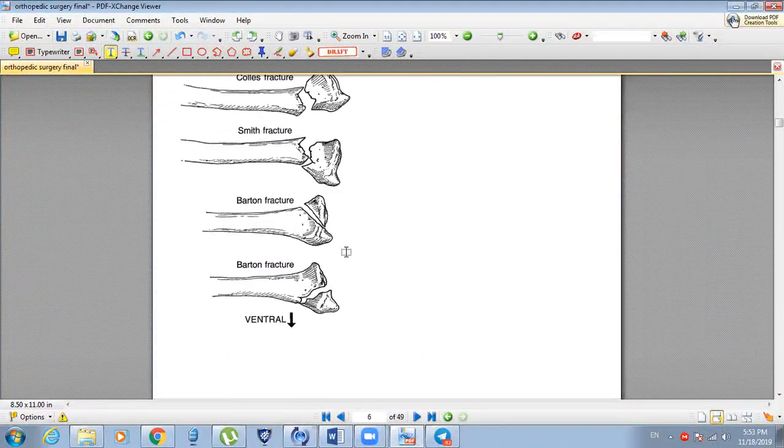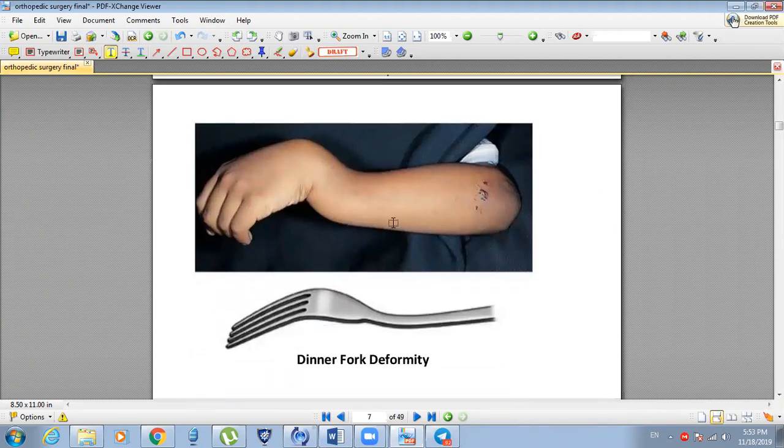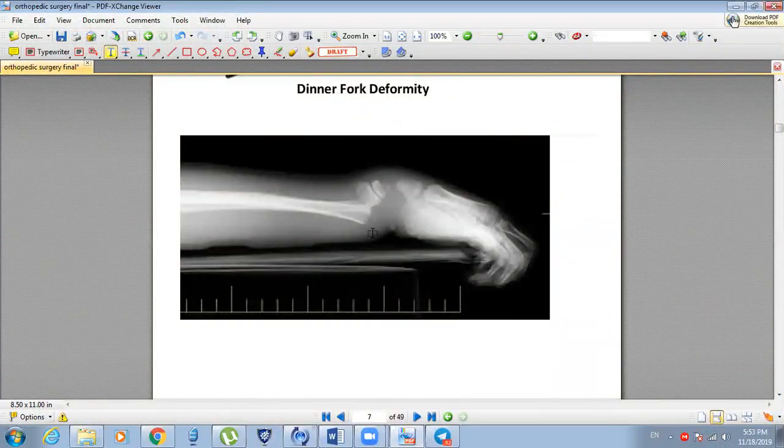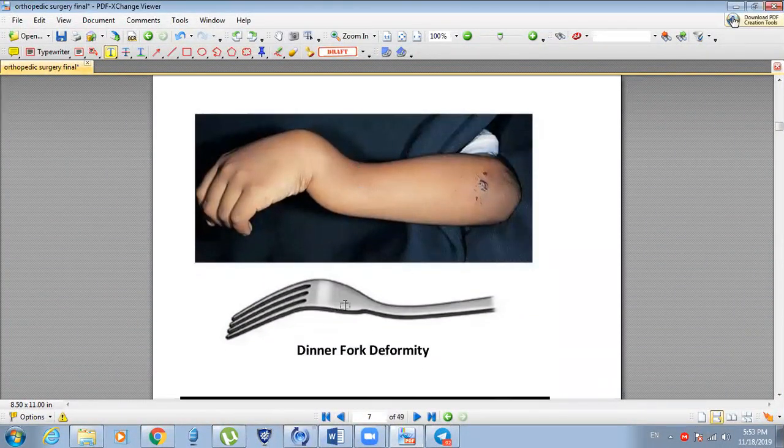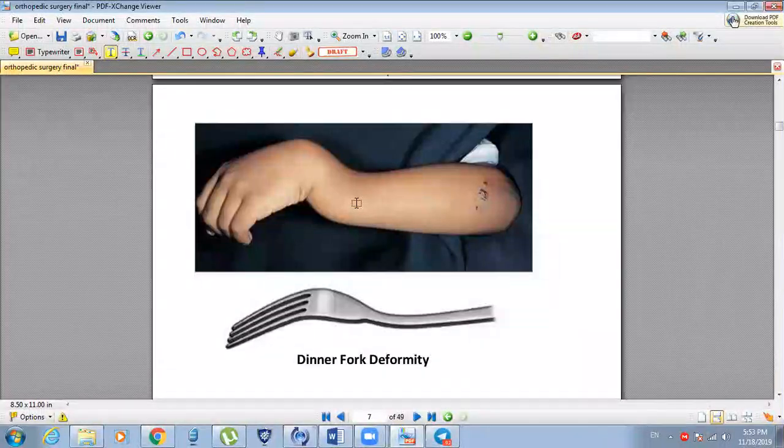Look at this picture of Cooley's fracture. This is the X-ray of Cooley's fracture. It's extra-articular and displaced dorsally, so it's called Cooley's. It resembles a fork, so it's called dinner fork deformity. This shape in this picture is called dinner fork deformity. So Cooley's fracture makes a deformity called dinner fork deformity.